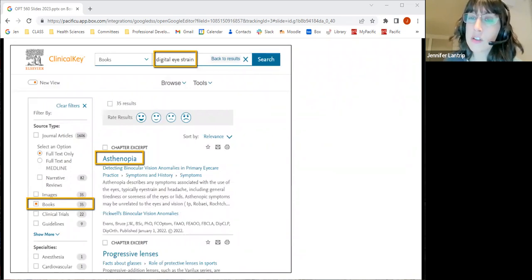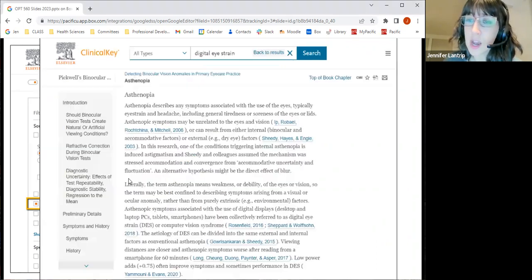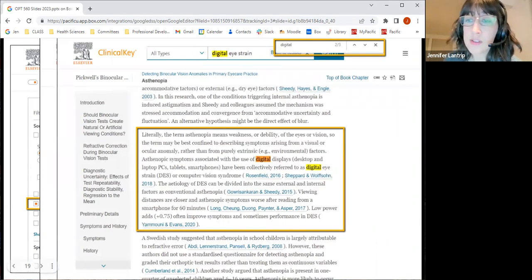In this example, I searched for asthenopia and then limited my results to books, since books would probably provide general overviews. I found this chapter excerpt about asthenopia, and I pressed Control F. On a Mac, you would press Command F. I searched for the word digital and found where it mentions digital eye strain in this chapter.